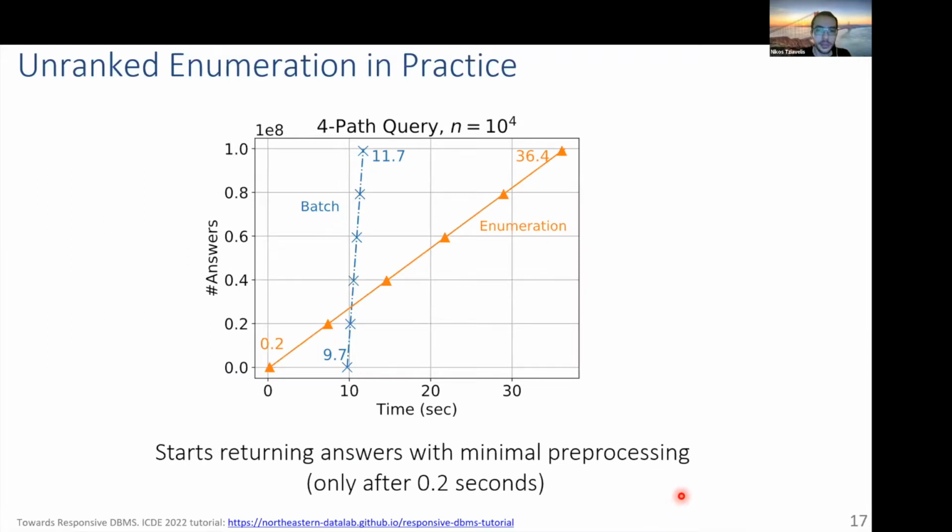Here's a small experiment where we have on the x-axis the time and on the y-axis the number of returned answers. We can see that this is a query that joins 4 relations, and the batch approach, which is essentially to compute the join, takes around 10 seconds here to compute everything. But enumeration can already start returning answers very, very quickly at 0.2 seconds, and it finishes in a time that is only 4 times larger.